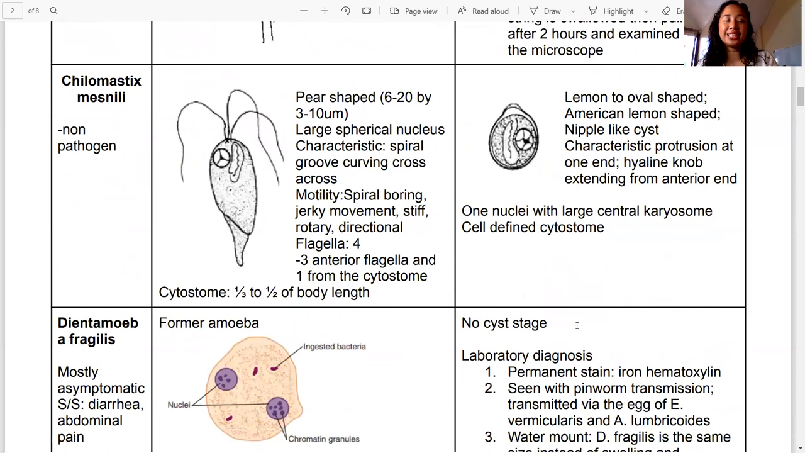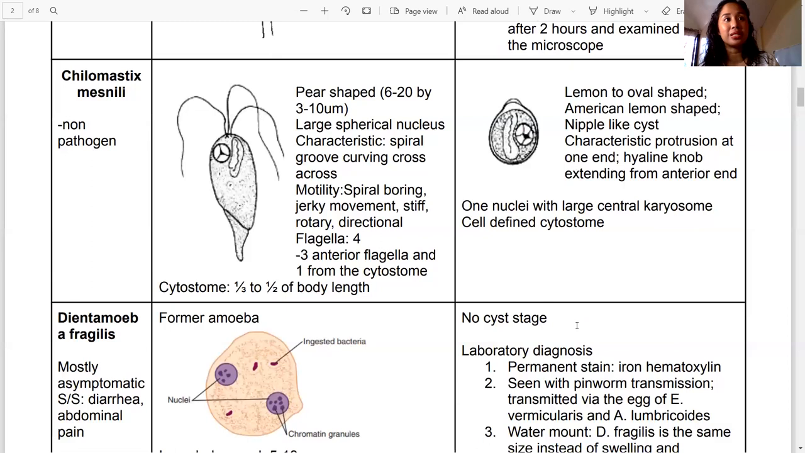Next, guys, we are now at the non-pathogenic ones, usually commensals. We have Chilomastix mesnili. Notice that they seem to have a big mouth. This is your cytostome. It's 1/3 to 1/2 of the body. It's the very prominent part of this flagellate. In Chilomastix, it's pear-shaped.